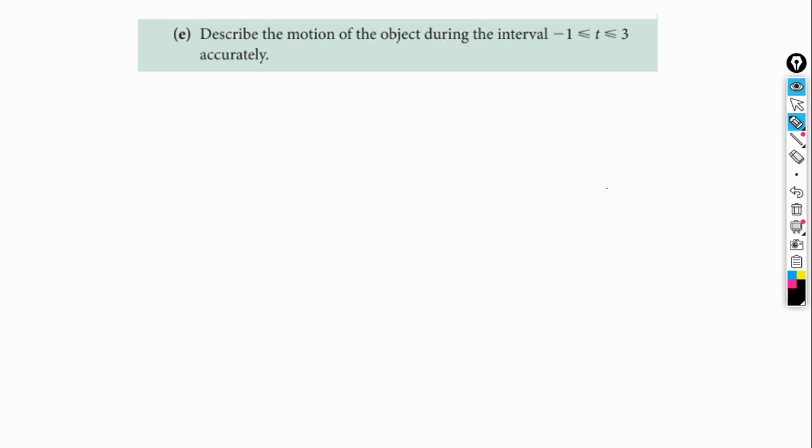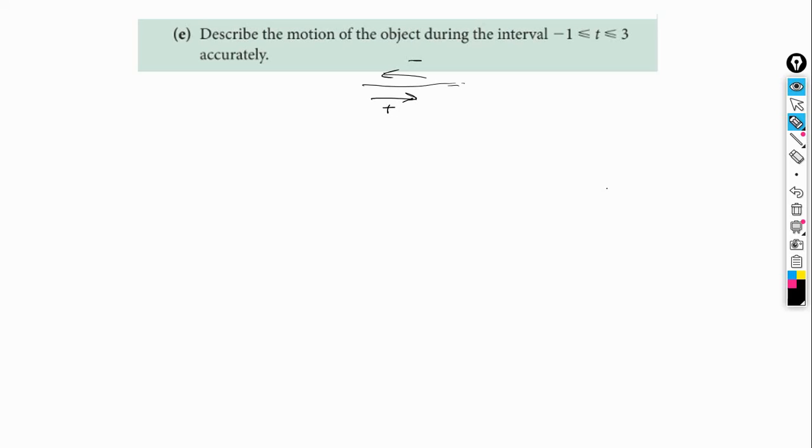Okay, so here we are on part E, and it says describe the motion of the object during the interval between -1 and 3 accurately. So the first thing we have to remember is the fact that they said at the beginning that this object moves along a line. So the object is moving along a line. That means it's only moving right or left, right? And if it's right, it's a positive displacement. And if it's left, it's a negative displacement.